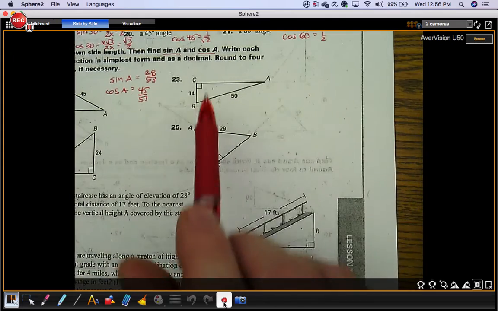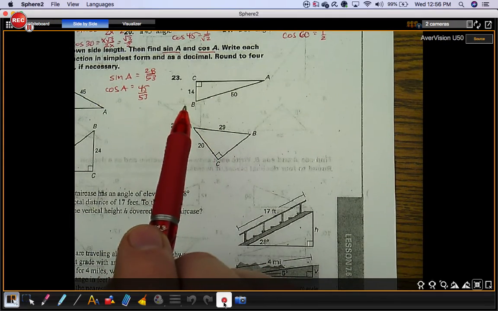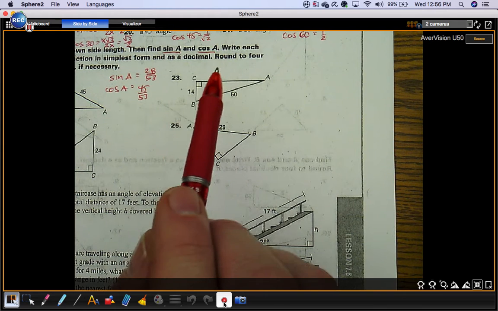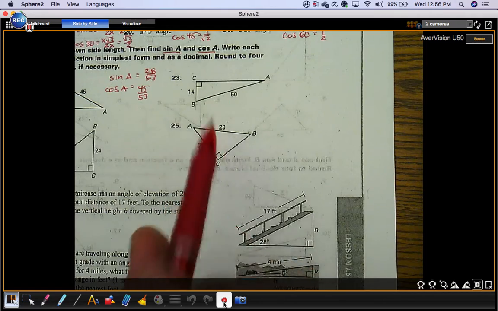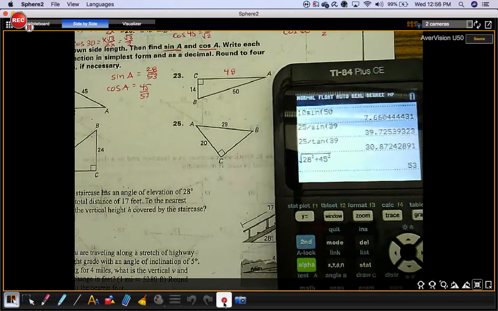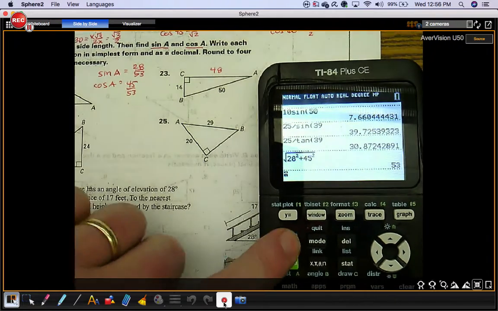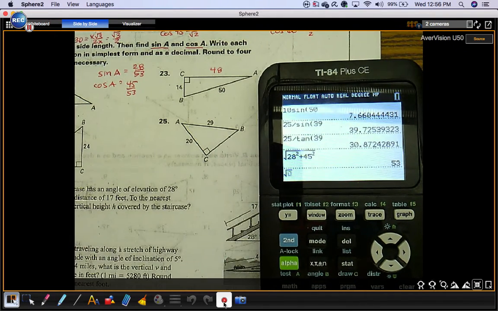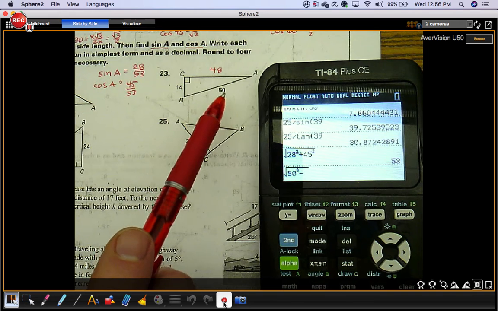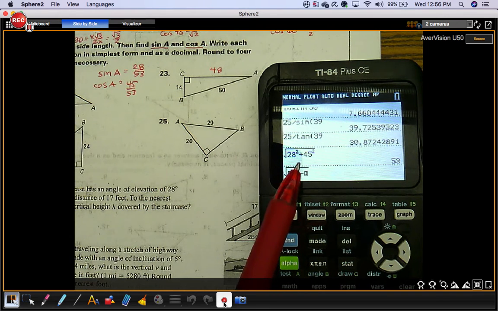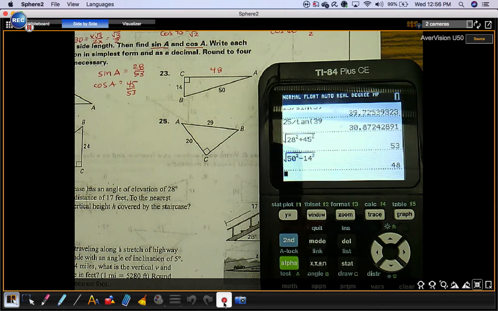Now, these end up being triples. I know that because I know my triples. 7, 24, 25 times 2 gives me 14, 48, 50. I know that's 48 without even calculating anything. Let me show you how I know, though. If you don't understand the triples or don't remember them, we're subtracting this time because we have the hypotenuse. That's why we're subtracting, as opposed to last time when we added. 50 squared minus 14 squared is going to give you 48.